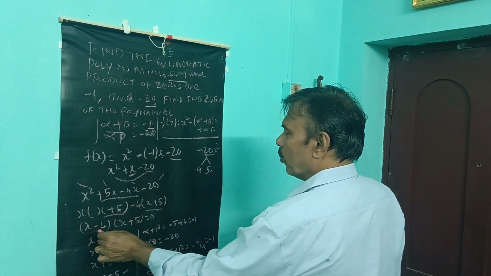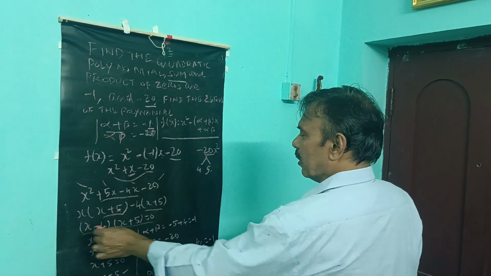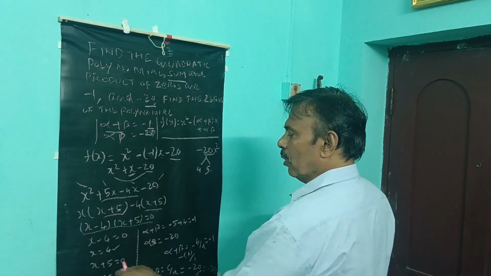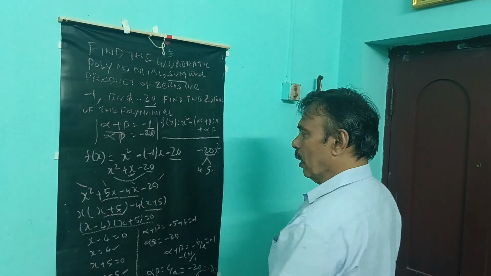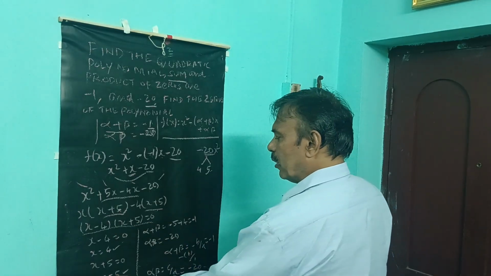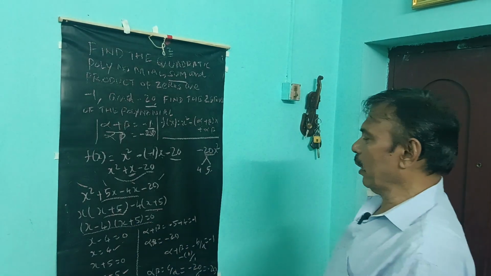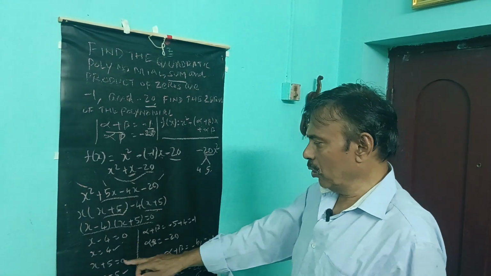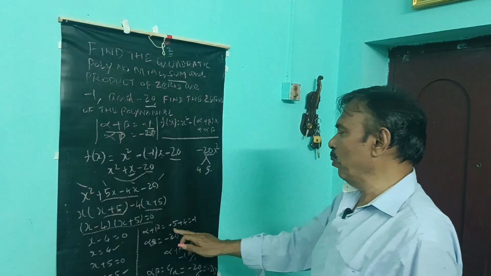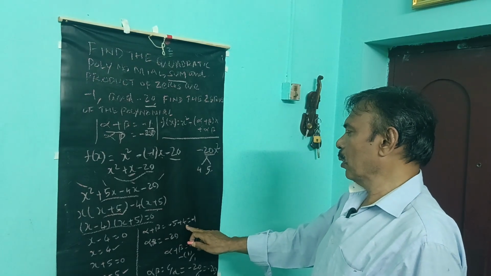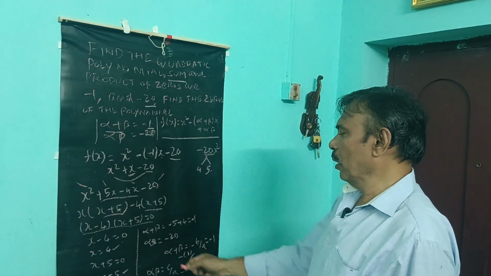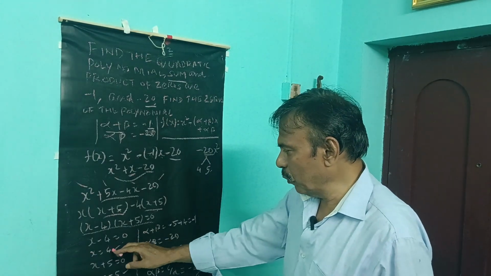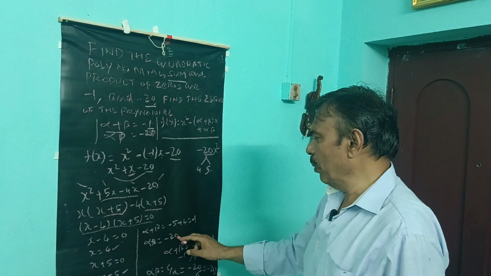Now we have to factorize the equation like this. Assume x minus 4 equal to 0, then x is equal to 4. Assume x plus 5 equal to 0, then x is equal to -5. Now we have two zeros, that is 4 and -5. Alpha plus beta equal to -5 plus 4, that becomes -1. Alpha beta, the product of 4 and -5, is equal to -20.